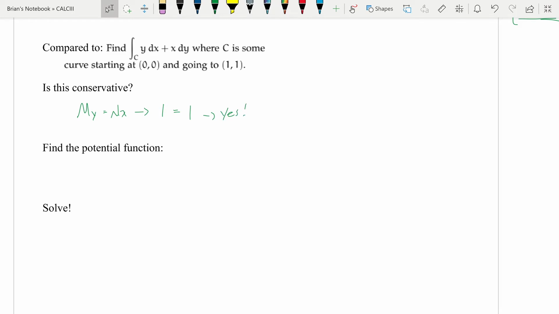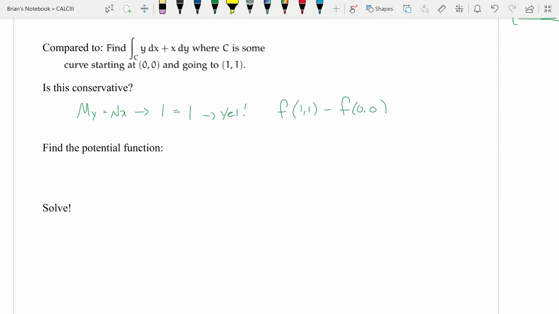Okay, so when it's conservative, what we want to do, remember, because if it's conservative, that's important because now we can just take the potential function at 1, 1 minus the potential function at 0, 0, and that is how we find our integral. So it's a lot easier way than solving out the whole integral. We can just basically find what our potential function is, and then find the difference between the potential function at 1, 1 and 0, 0. And that's why we care that it's conservative. It's a conservative vector field.